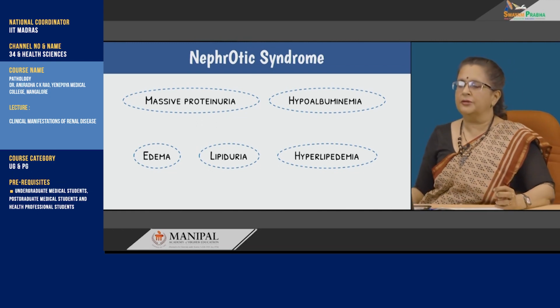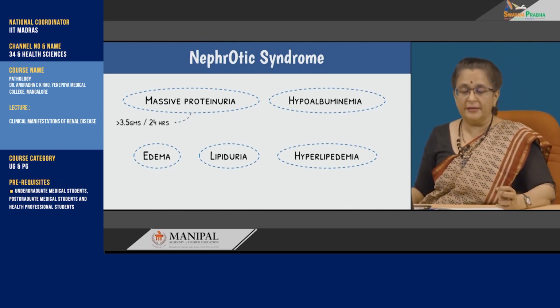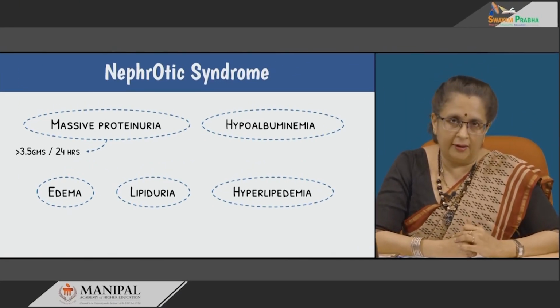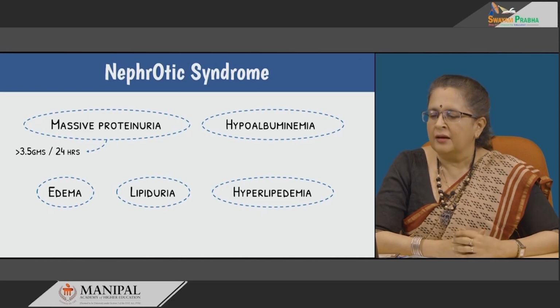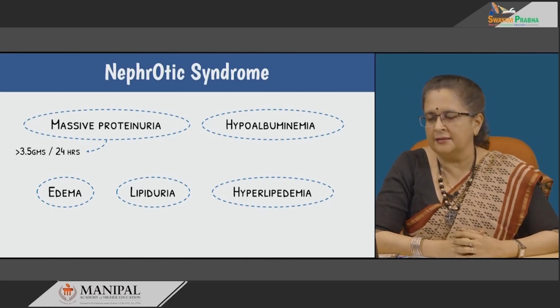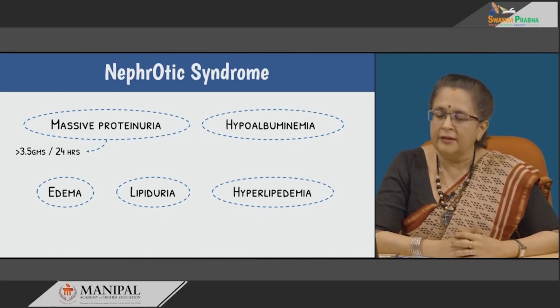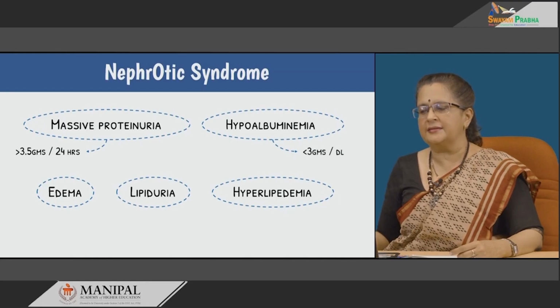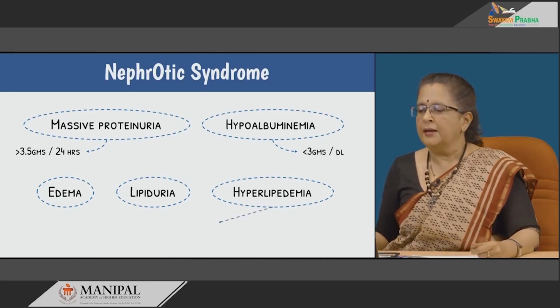So, how much is this proteinuria? When do we say massive? We say massive when it is more than 3.5 grams per 24 hours. Now, there is a little bit of confusion regarding this, in the sense that some say that in children it is a little less, maybe more than 3 grams. Now, hypoalbuminemia we say when it is less than 3 grams per deciliter.